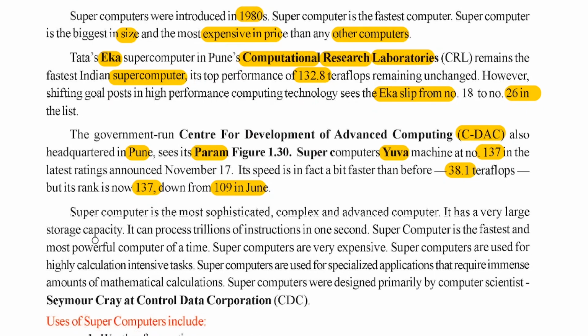A supercomputer is the most sophisticated, complex and advanced computer, of course. It has a very large storage capacity, and it can process trillions of instructions per second. A supercomputer is the fastest and most powerful computer of all time. Supercomputers are very expensive, as I told you.